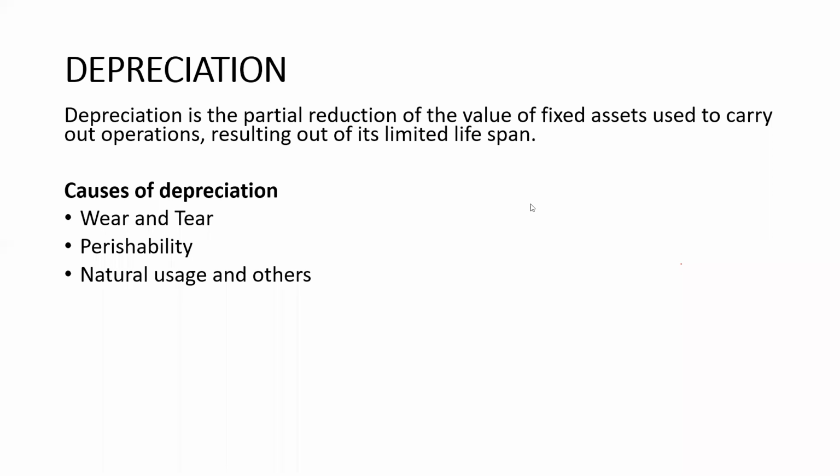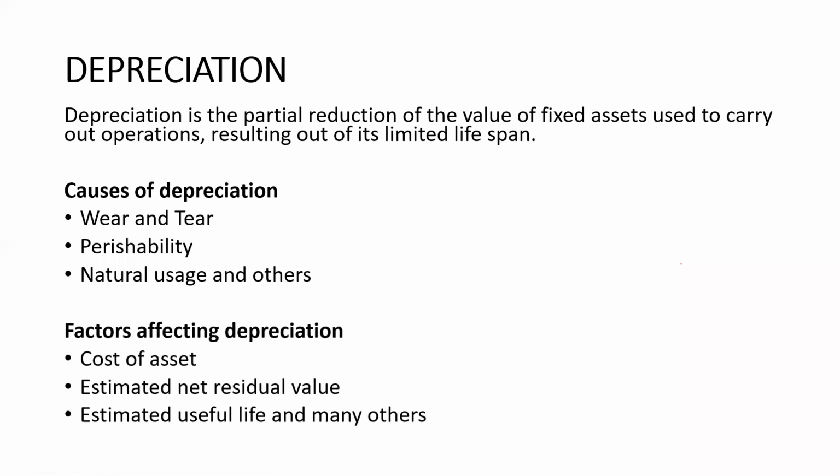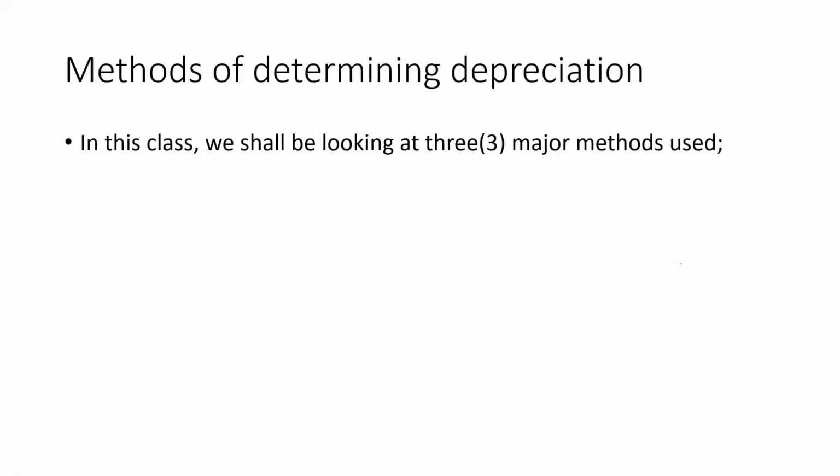Okay, and others. So the next one is factors affecting depreciation. We have cost of assets, estimated net residual value, and estimated useful life, and many others. So there are many factors affecting the other causes of depreciation. Because of time, I'm actually restricting it to 3. So the next one we're going to is methods of determining depreciation. In this class, we'll be looking at three major methods used.